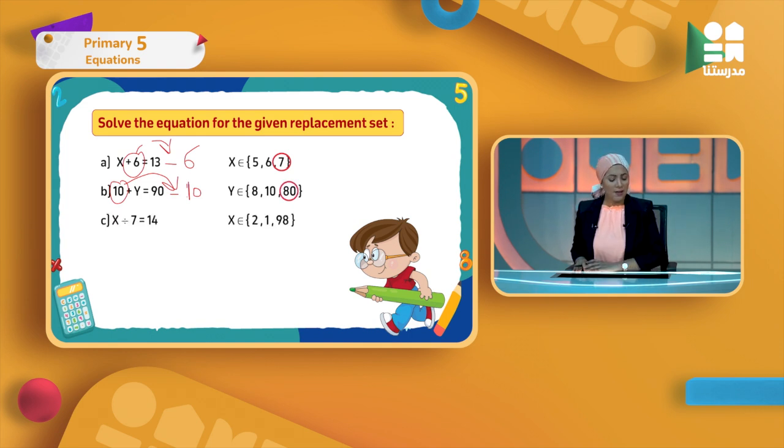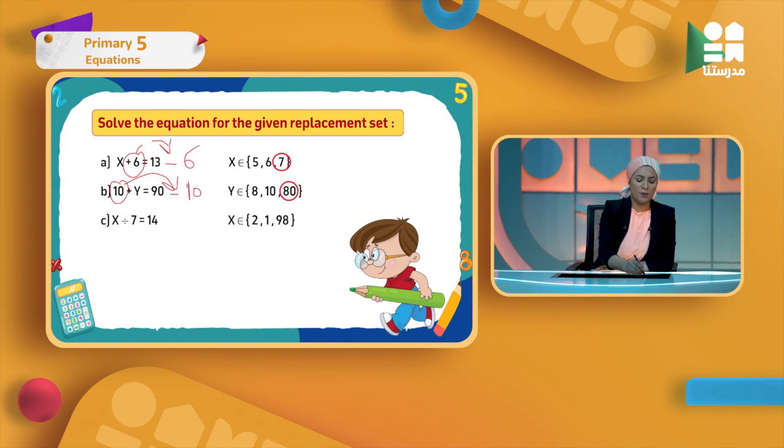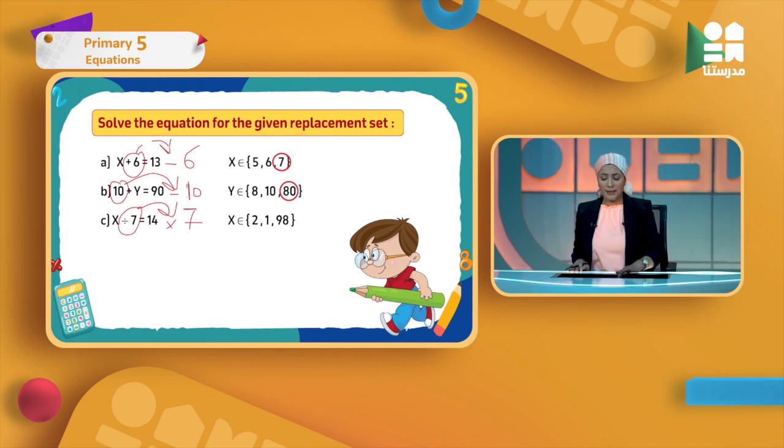Now letter C. X divided by 7 equals 14. So here the divided, the opposite sign is multiply. So it will be 14 multiplied by 7 or times 7. The answer is 98.